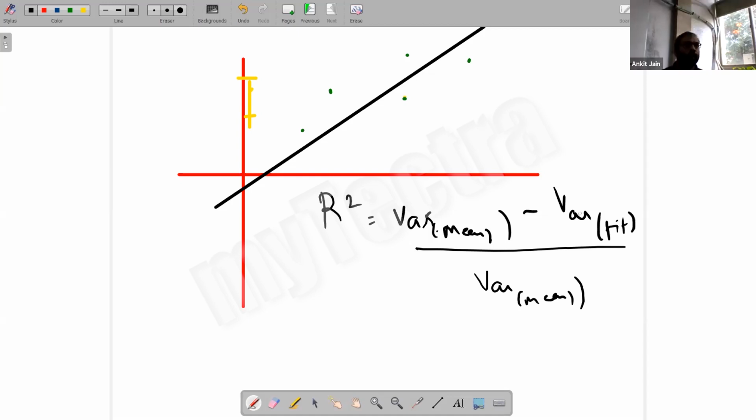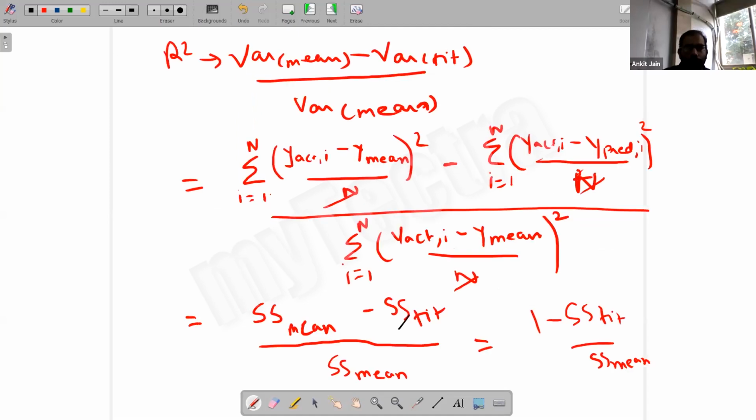So you're saying R should be maximum. R should be maximum. Why? Ideally, what should be the value? Okay, I think you'll understand here better. Ideally, what should be the value of your SS fit? Ideally, SS fit. Ideally, what should be a value?